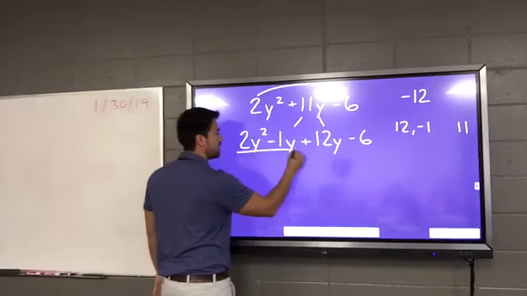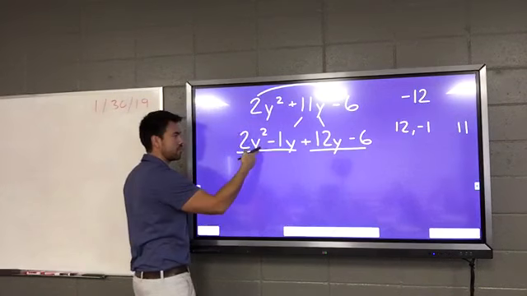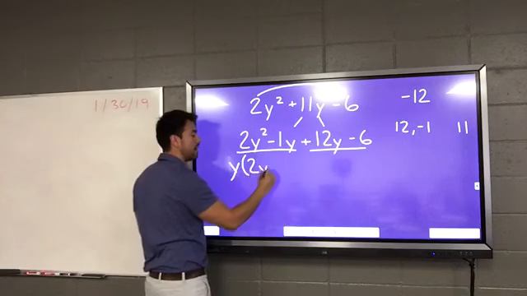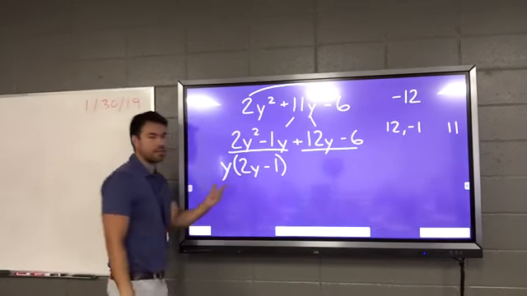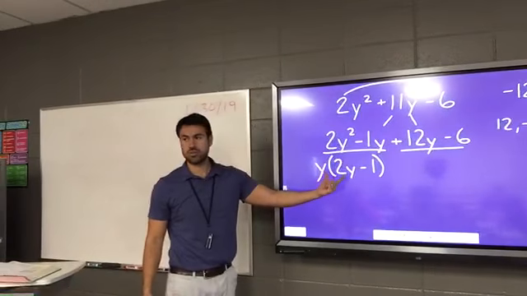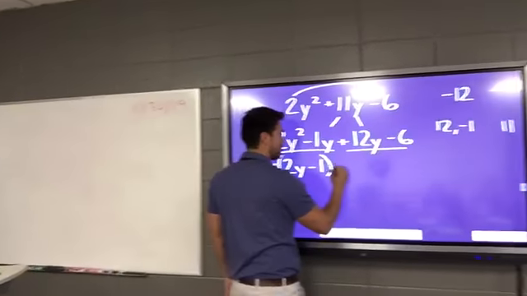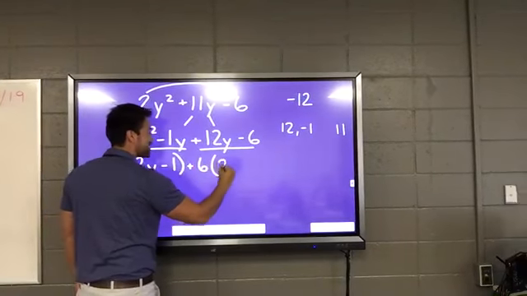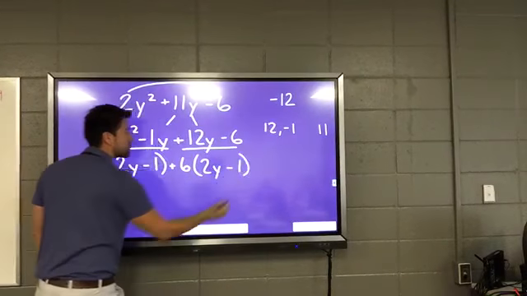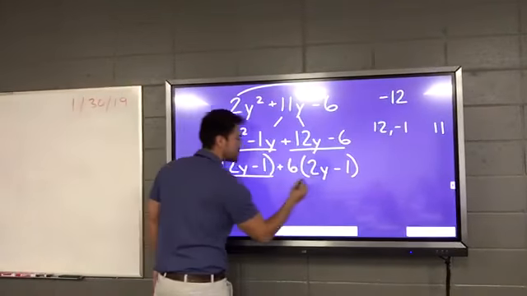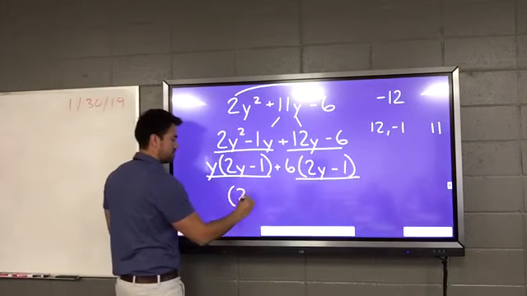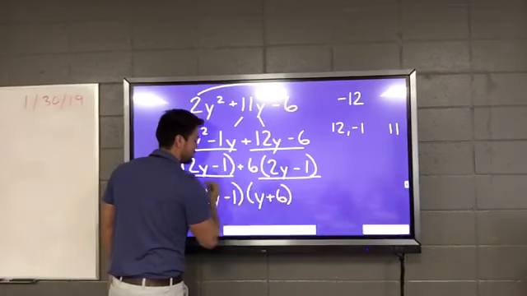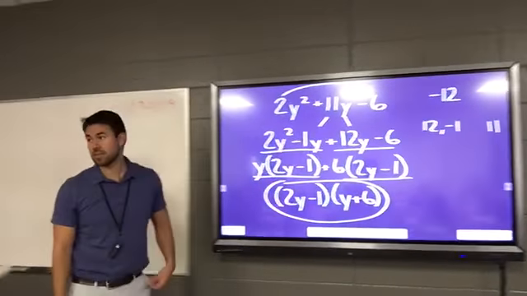Let's do it this way. What's the common factor here? Just y. What's left? 2y minus 1. Check me on that. True? Okay. Common factor here? 6. And then you get 2y minus 1. What's the common factor here? They're not both correct, necessarily. They're the same.